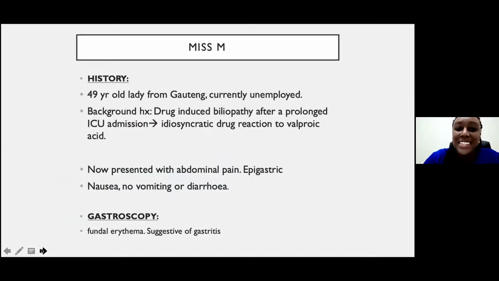So our next case is Miss M. She's 49 years old and she resides in Gauteng, currently unemployed. She was admitted to ICU with a drug-induced liver injury, a biliopathy. And she actually presented post-admission with persistent abdominal pain, which was epigastric in nature. She had persistent nausea and no vomiting or diarrhea. On gastroscopy, fundal erythema was seen, and this was suggestive of gastritis.